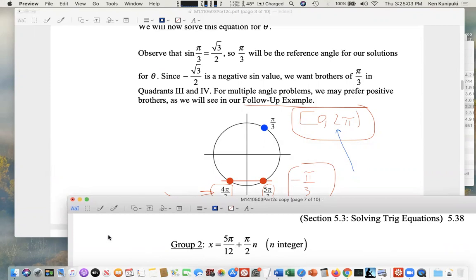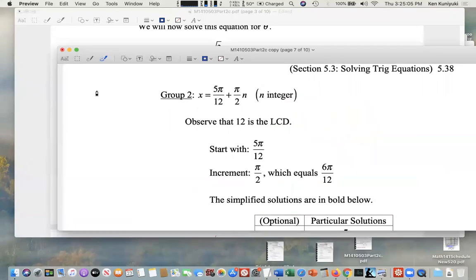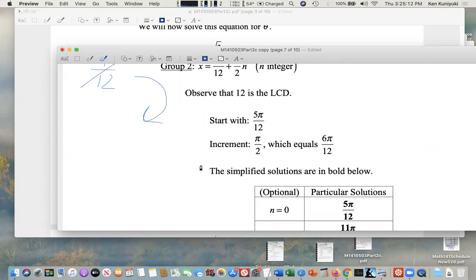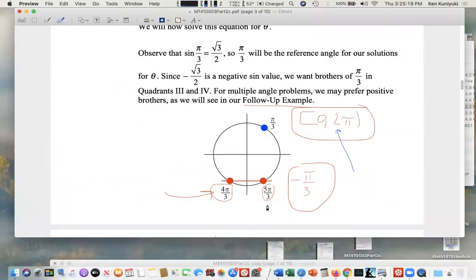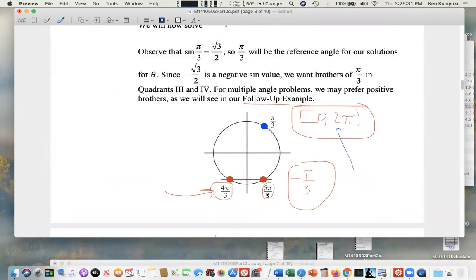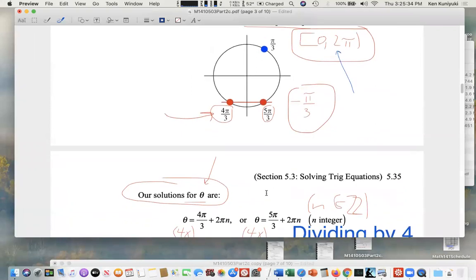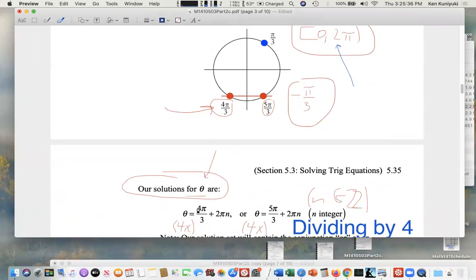You could have started with negative pi over 12 as your first solution for x, reject that, and then add 6 pi over 12 to get your first legitimate solution, 5 pi over 12. So anyway, that's why we picked 5 pi over 3 as our representative for this point here. Although negative pi over 3 might have been more convenient if you just cared about the general solution on R, all reals. But basically, this was a pretty generic problem, and our solution set for theta essentially looked like that.